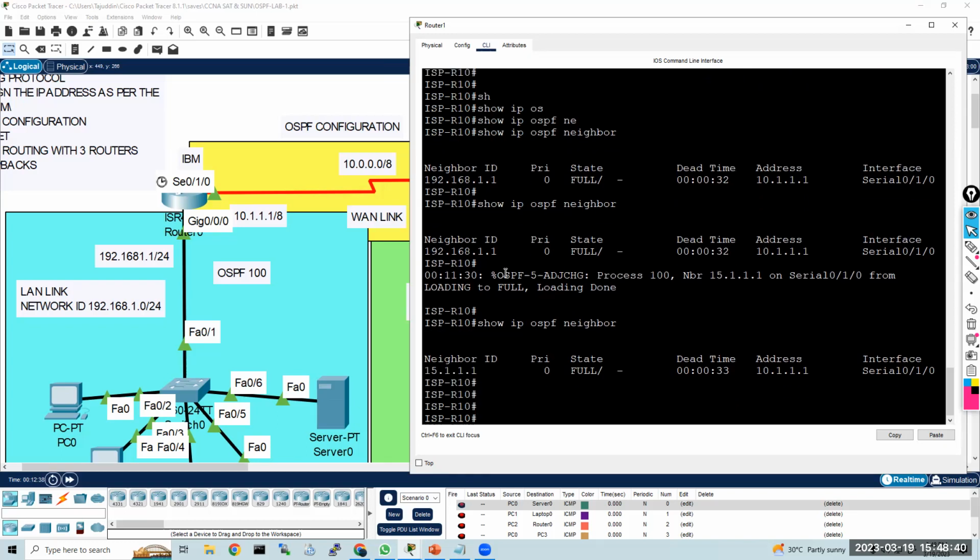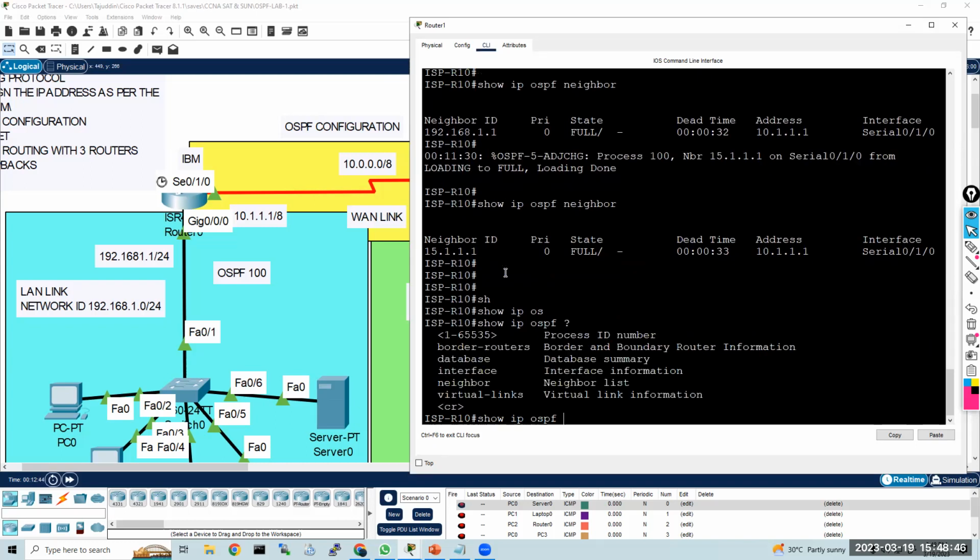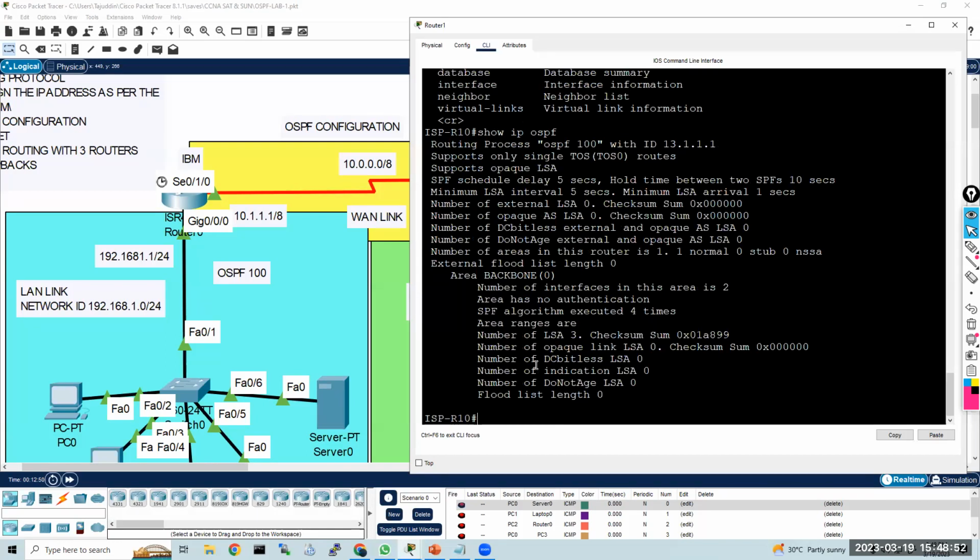Okay, let me show you that. There are a lot of commands here. Show IP OSPF: database, interface, neighbor, virtual. Let's say I will check who is my DR, as you said. The router ID is 13.1. I am in router 2 now. So how do I check this one? Show IP OSPF database.